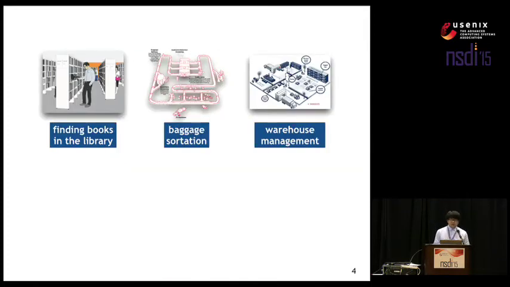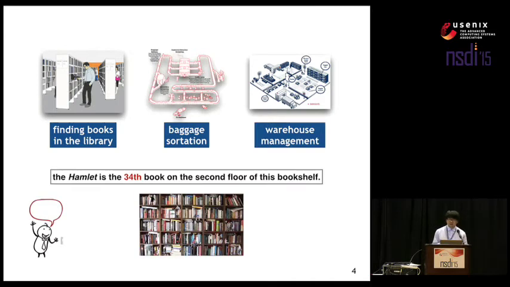Actually, in many real applications, we find that people care more about the relative location of the desired item rather than its absolute location. For example, in the library, the reader cares more about in which row and column the book is located. So an answer like Hamlet is the 34th book on the second floor is more intuitive and preferable.